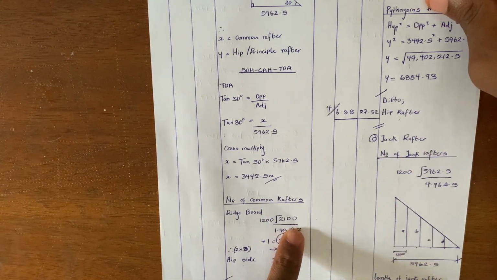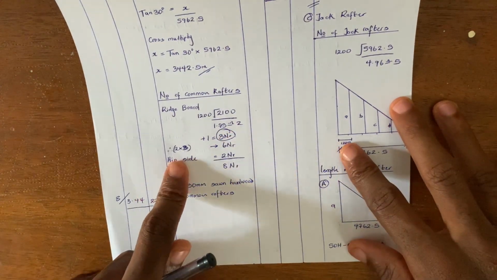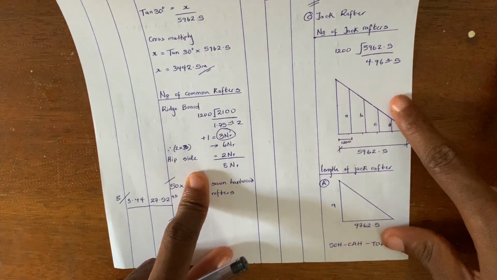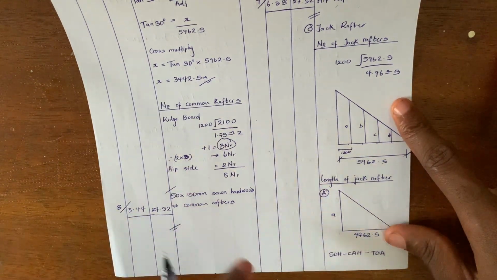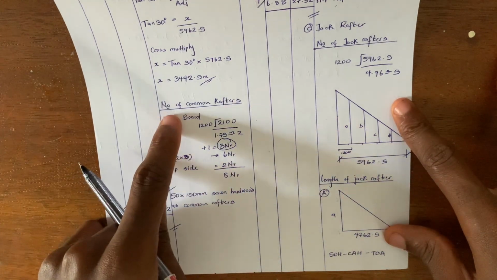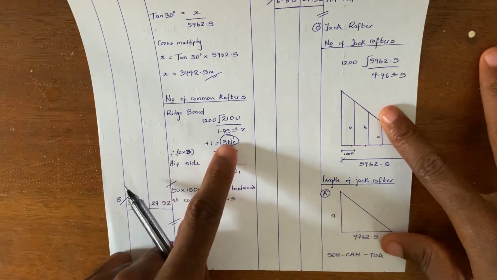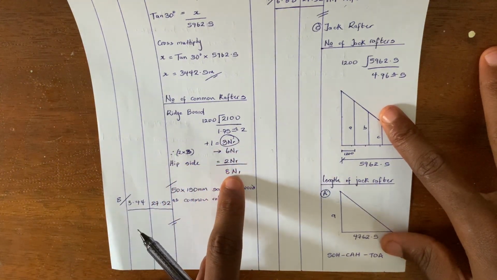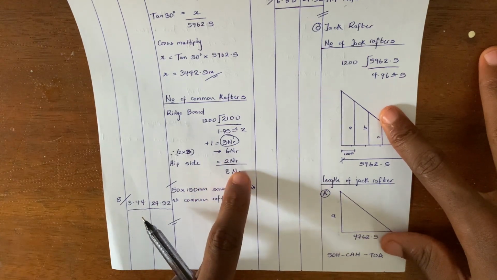The next thing is to find the number of common rafters along the hip side. And how many hips are there? Two hip sides, and I told you that one common rafter will be seen on each, which will make it 2. So if you add the common rafters on the ridge board and that of the hip side, that is 6 plus 2, which gives us 8. This is the total common rafters we have in the roof.